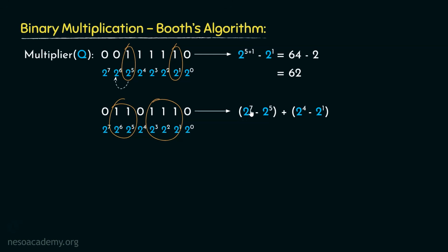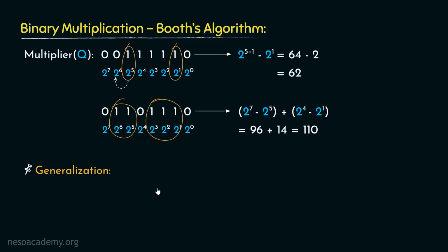Now 2 raised to the power 7 is 128. And 2 raised to the power 5 is 32. So 128 minus 32 will give us the result 96. Now 2 raised to the power 4 is 16. So 16 minus 2 will give us the result 14. And finally from 96 plus 14 we will obtain the value 110.